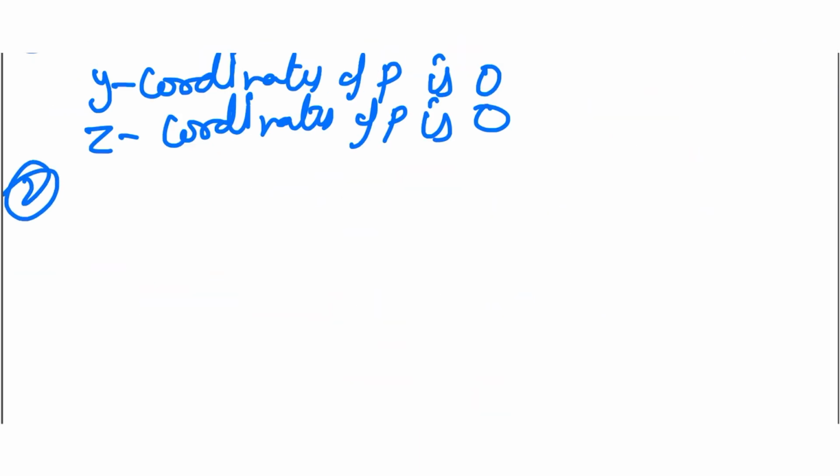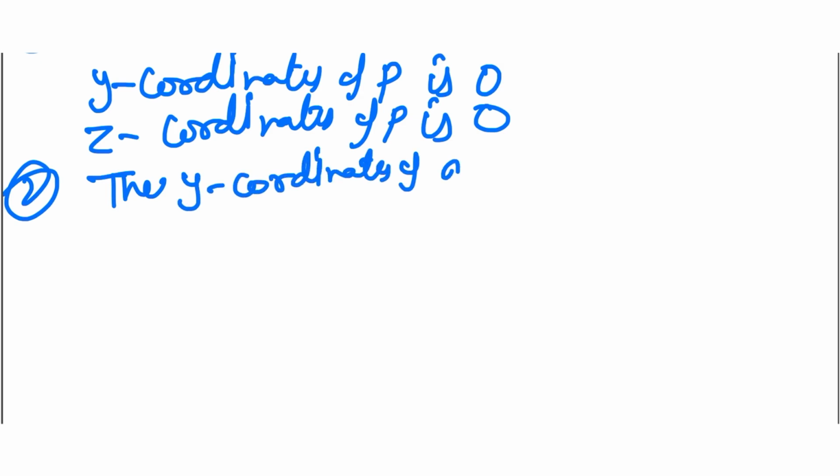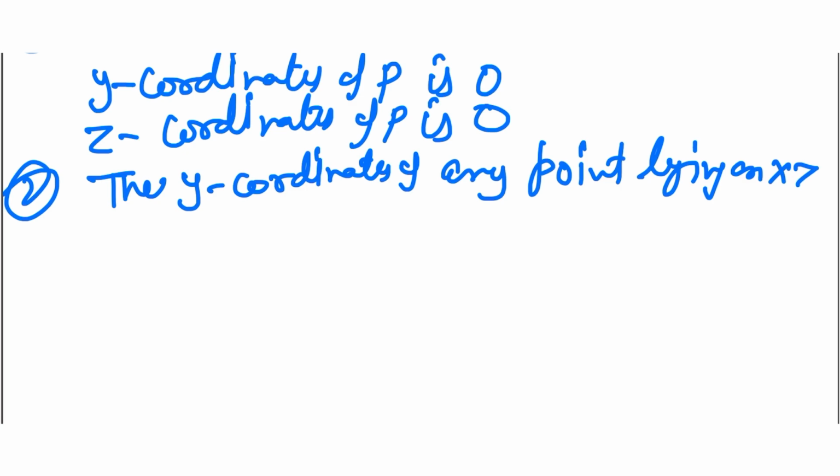Now the second question: a point is in the xz plane. What can you say about its y coordinate? The y coordinate of any point lying on the xz plane is 0, as it is the xz plane, so y is 0.